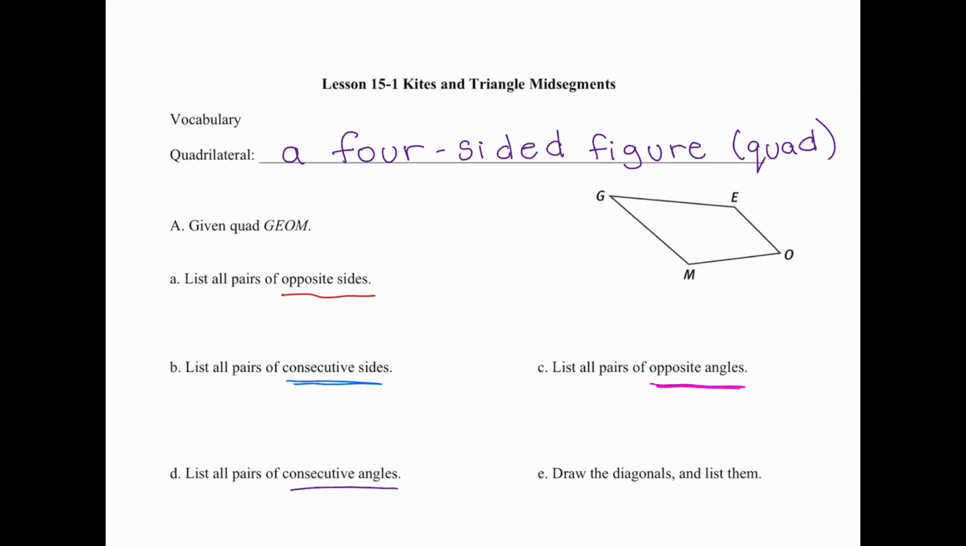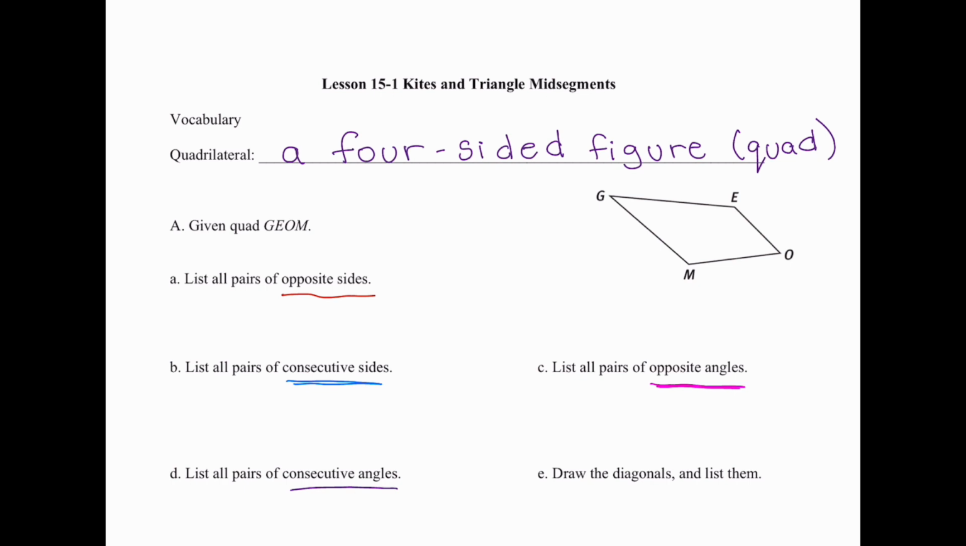Hi everyone, and welcome to the Lesson 15.1 Kites in Triangle Midsegments video. In this video, we're going to talk about quadrilaterals and their important features, and then we're going to focus on one type of quadrilateral known as a kite. So let's get started. A quadrilateral, as some of you already know, is a four-sided figure.